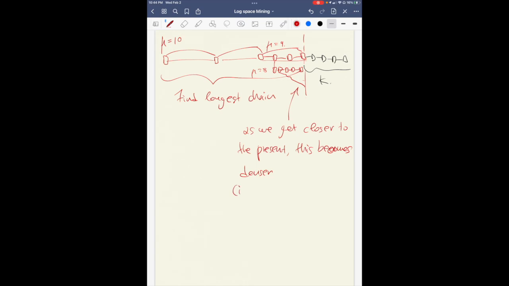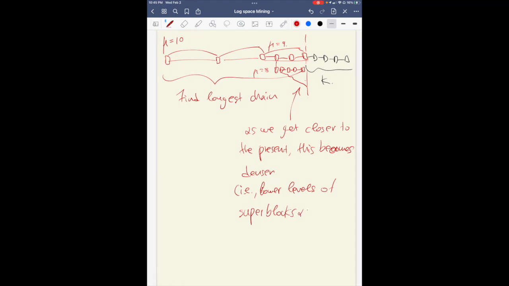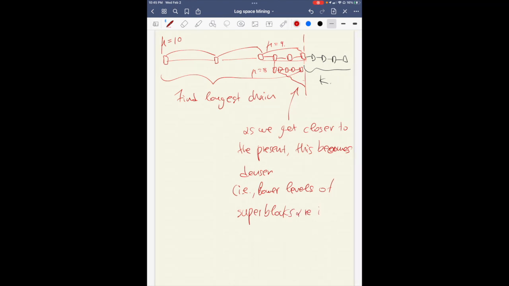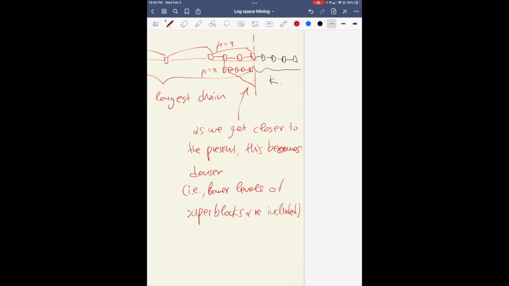That is to say, lower levels of superblocks are included. Okay, and the reason for that is included in our security proofs. It plays an important role in security proofs. If you actually don't do that, the protocol is somewhat broken. But if you are more interested, there's a few papers around this.